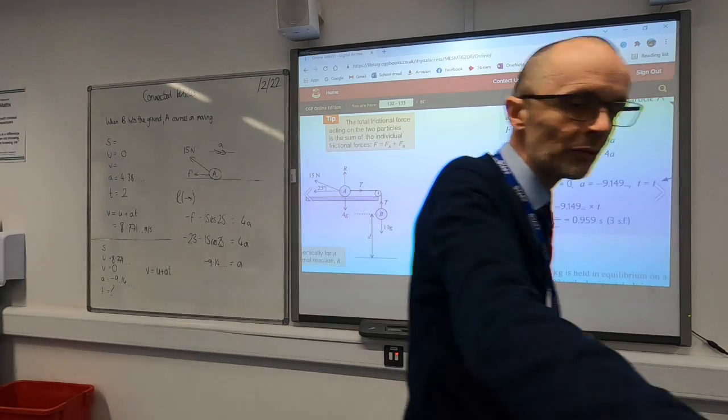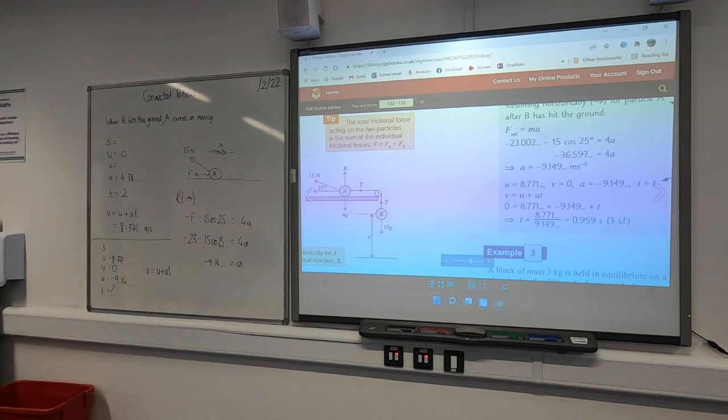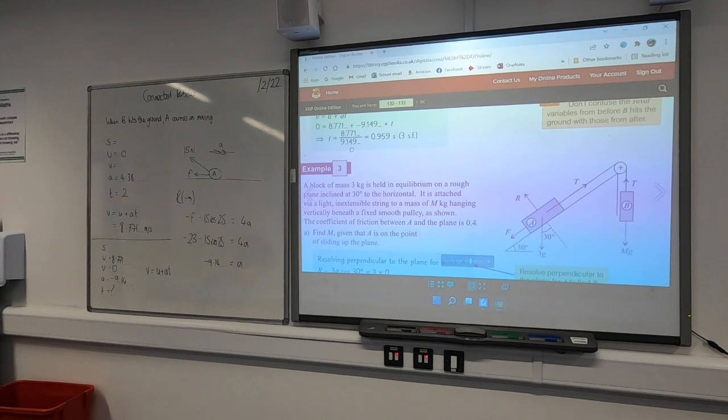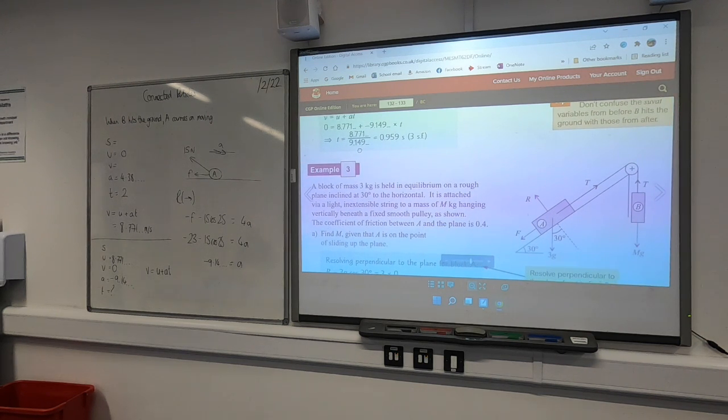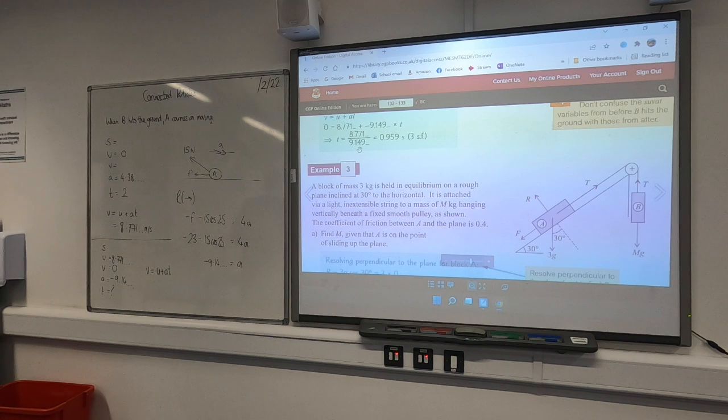So let's have a look at example 3, and then over the page you can crack on with some of the practice questions if you want to. If you're looking at example 3, try not to be distracted by their method. See if you can do it. Again, we've got two separate entities, A and B, but they will share some things. In this case they won't share acceleration, because we're in limiting equilibrium. So there's no F equals ma here. It's force in one direction equals force in the other direction. What they will share though is T, the tension.